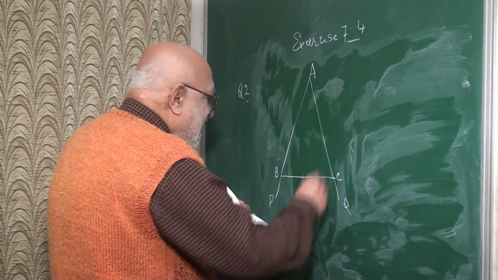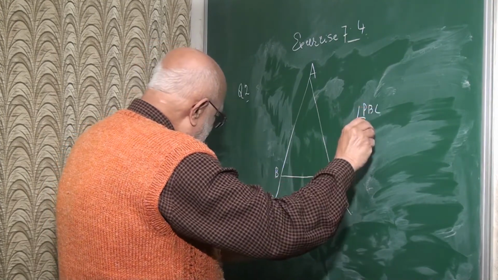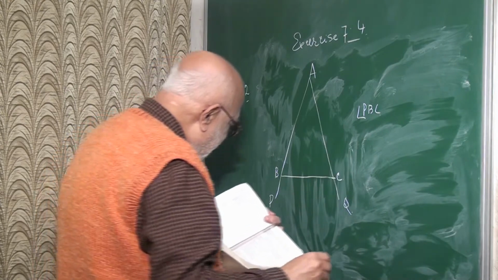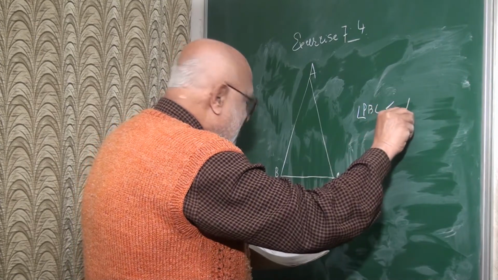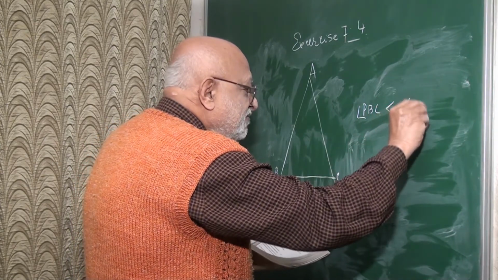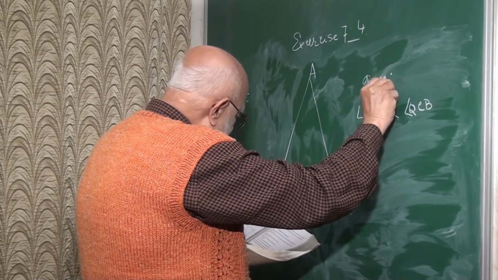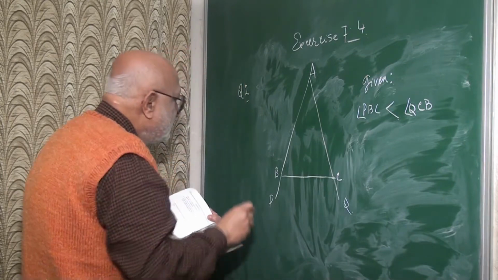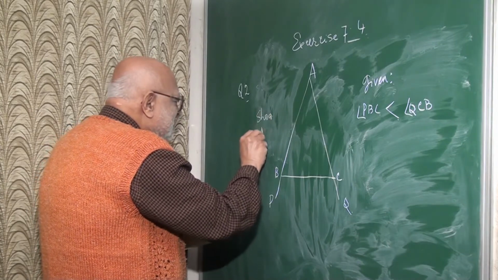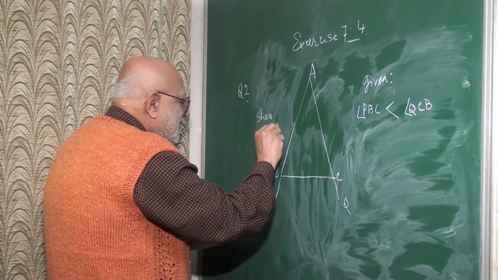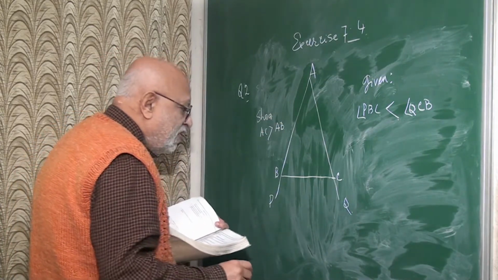It says angle PBC is less than, now this is less than, not greater than, angle QCB. This is given. To show: AC is greater than AB. Now let us again go through the same process.